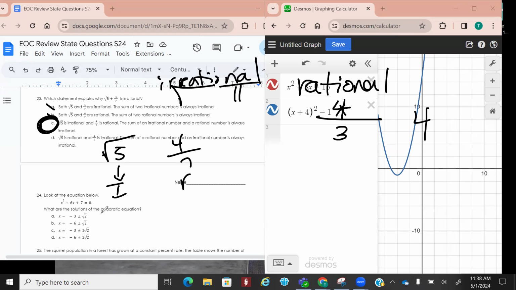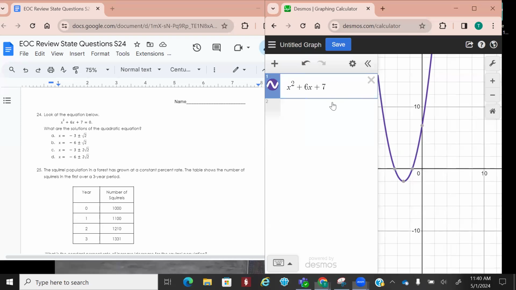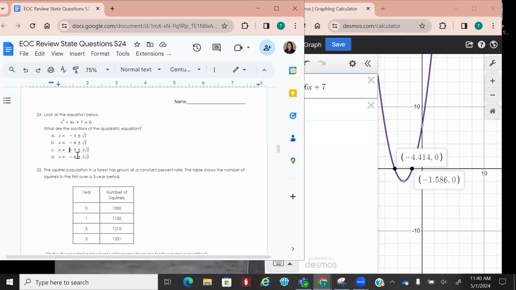Bless you. Looking at the next problem. What are the solutions of this quadratic equation? So what you're going to do is type this equation into Desmos and see where it crosses the x-axis, and then see which one it matches up with the answer choices. So you should have typed it in. Where does it cross the x-axis? 1.4 and -1.586. So these solutions are in radical form.